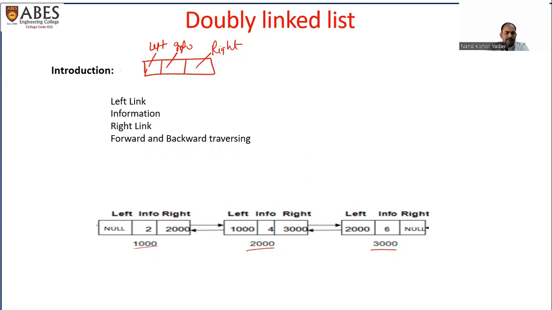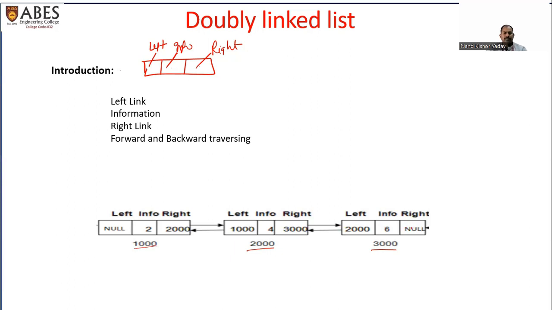In the second node, the left pointer contains 1000 because the previous node for this node is 1000. In the info part we have taken 4. The right pointer for the second node contains 3000 because the address of the next node is 3000 here. In the third node, the left pointer contains 2000 because the address of the left node is 2000. In the info part we put here 6. The right pointer for this node contains a null value because there is no next node for this node. It is our last node.